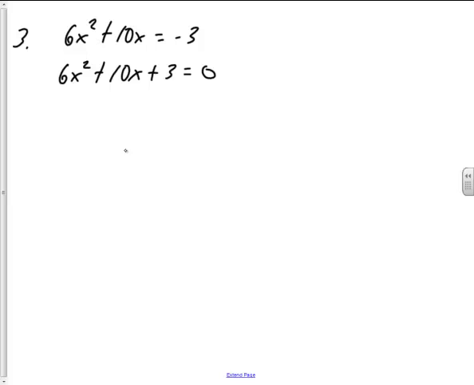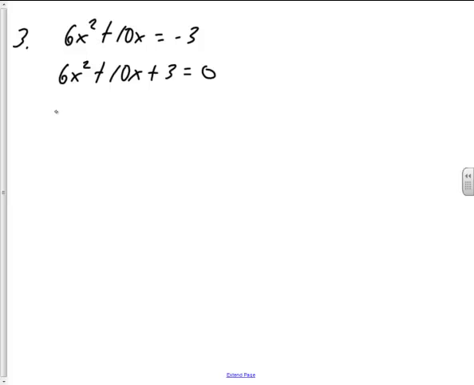Let's look at number 3. We want to solve the quadratic equation by the method of your choice. They give us 6x squared plus 10x is equal to negative 3, and so we want to set this equal to 0. So we have 6x squared plus 10x plus 3 is equal to 0. You can use any method to solve, and I'm going to use the quadratic formula. I know many of you used graphing, and you can solve by graphing as well. Just put this equation into your graphing calculator.